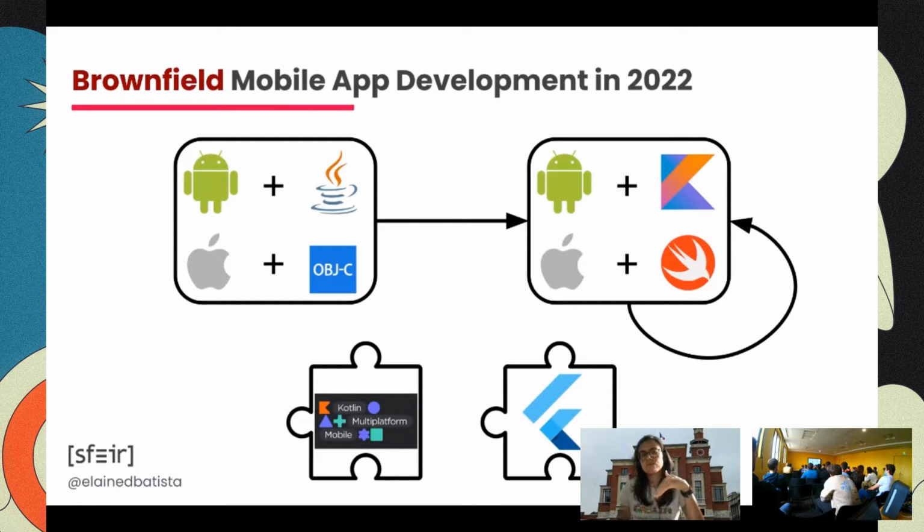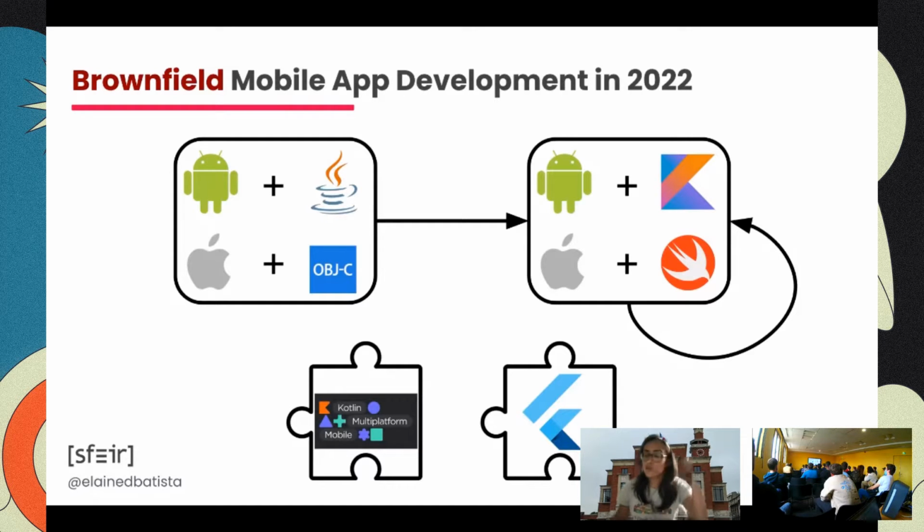But in the case of existing apps, so brownfield mobile development, there are some other strategies that we can look at. Either you have an existing native app that is built with Java and Objective-C for Android and iOS.